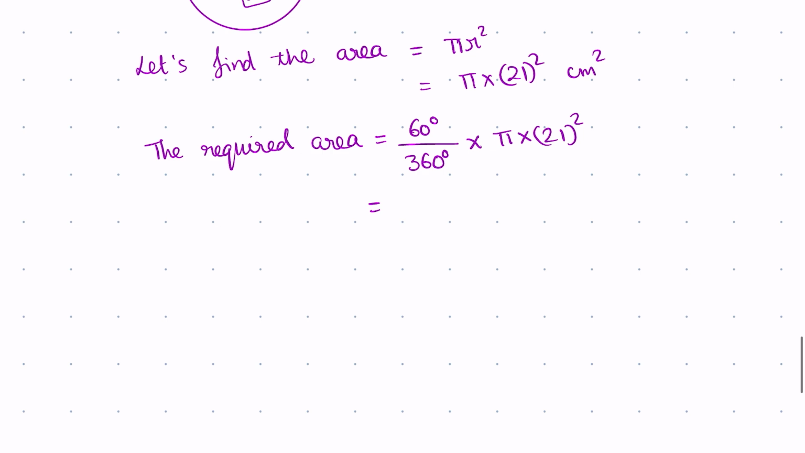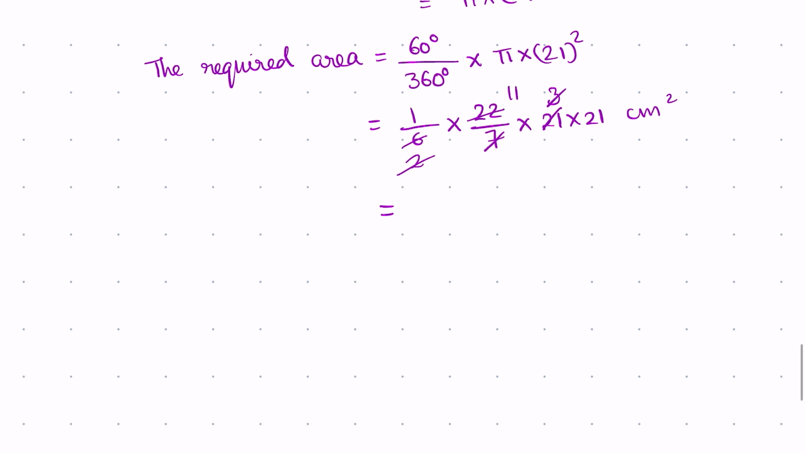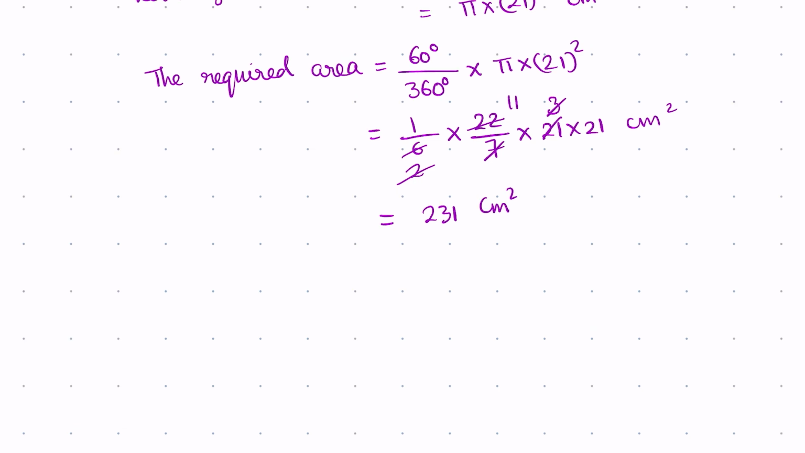So that's 1/6 of the total area, which is pi r squared. Now we simplify this, which is 1/6 times, assuming pi is 22/7, times 21 times 21 centimeters squared. Let's simplify: 7 times 3, 3 times 2 is 6, and 2 times 11. So 11 times 21, which is 231 centimeter squared. So that's our answer, which is option C, I believe.